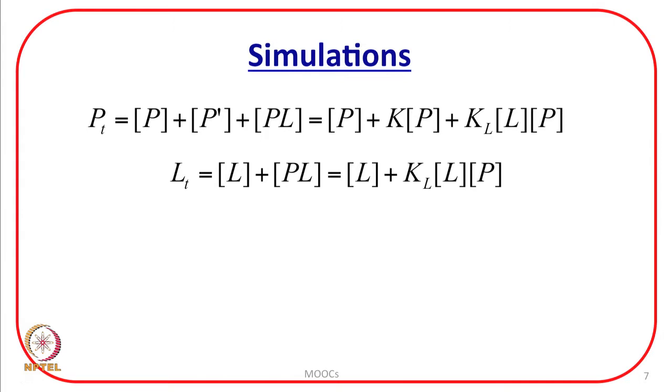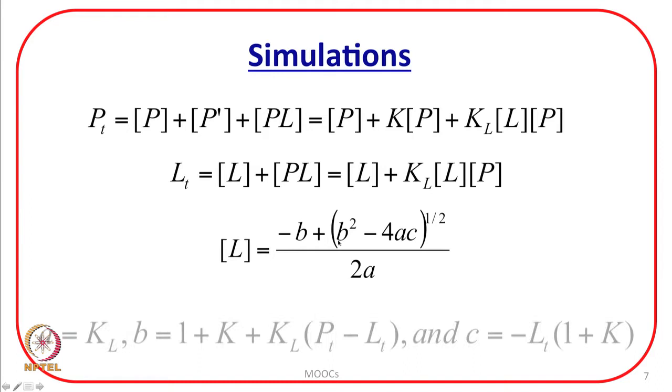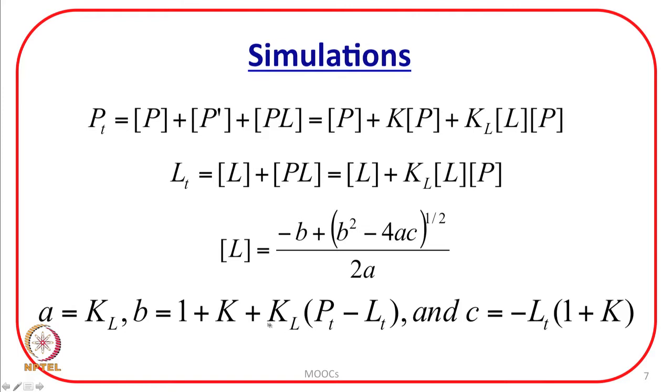the solution of which can be expressed as the concentration of L is equal to minus B plus or minus the square root of B square minus 4AC, divided by 2A. Minus will give an imaginary number which is not acceptable, that is why plus is retained, and where A is KL, B is equal to 1 plus K plus KL into PT minus LT, and C is equal to minus LT plus K into 1 plus K. So, some maths has to be done.